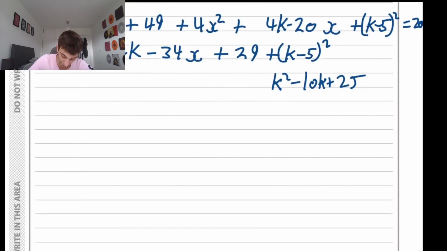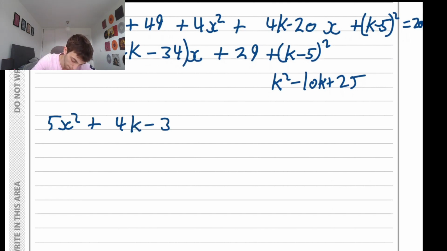So let's rewrite everything with the correct constant. So we have 5x squared, plus 4k minus, so there should be brackets around that, plus 4k minus 34x. So plus 29 plus 25, so it's going to be plus 54. Actually, we should probably write that at the end to make it look a little bit better.